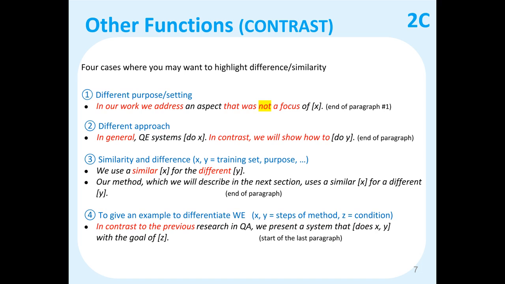Third, you might want to highlight both similarity and difference. This is a sophisticated move. You can write, our method uses a similar dataset for a different purpose. This shows you're building on existing work, but for a novel goal. Finally, you can use contrast to make a bold claim about your contribution, often at the start of your final paragraph. In contrast to the previous research in this area, we present a system that does X with the goal of Y. This is a classic setup for Move 3.